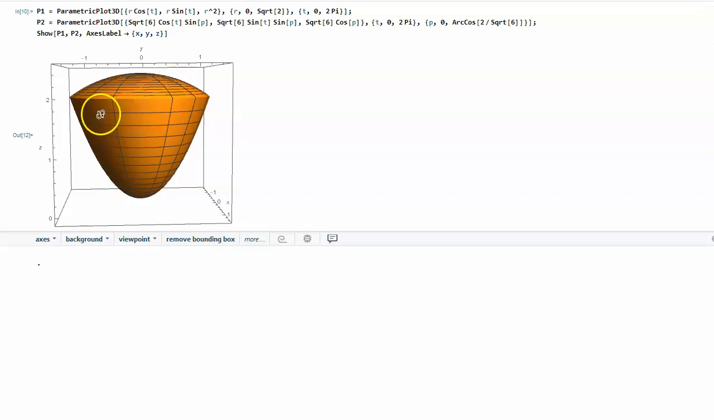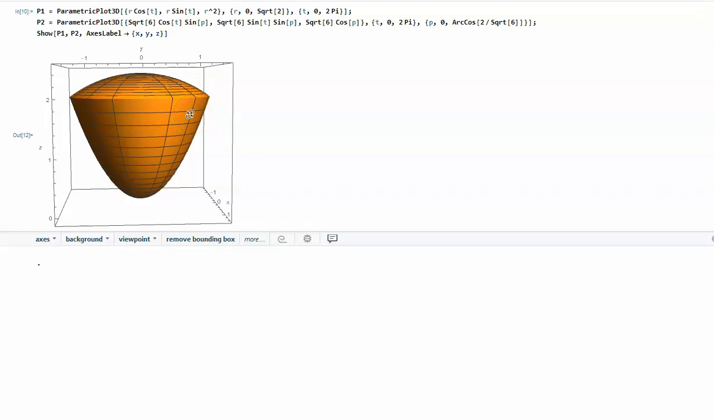So the best choice, or the easiest choice for this problem, is to integrate with respect to z first, because no matter where I look inside this region, I'm always bounded below by this paraboloid in the z direction, always bounded above by the sphere in the z direction. So I only have to set up one integral.